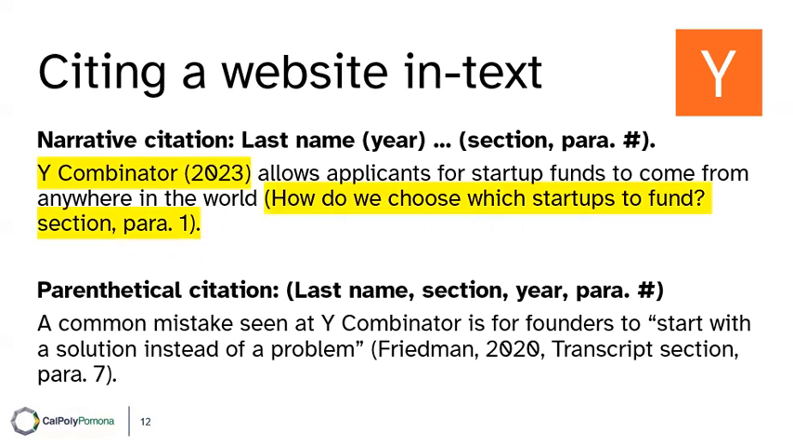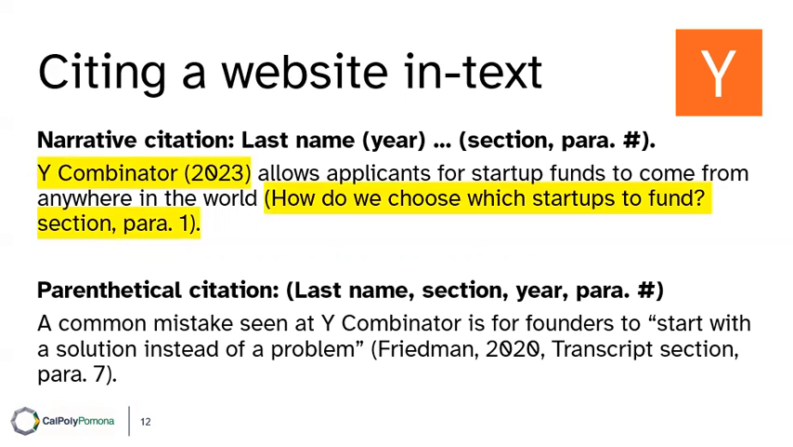In a narrative citation, we incorporate the name and year into the writing. Here, we're citing the organization's frequently asked questions page. Because there are no individual authors, we cite the organization Y Combinator as the author. And because this is a paraphrase and not a direct quote, quotation marks are not necessary, but we still need to show where the information came from.